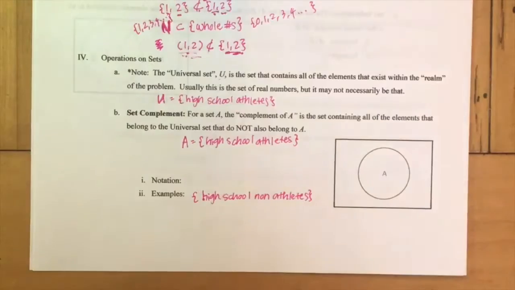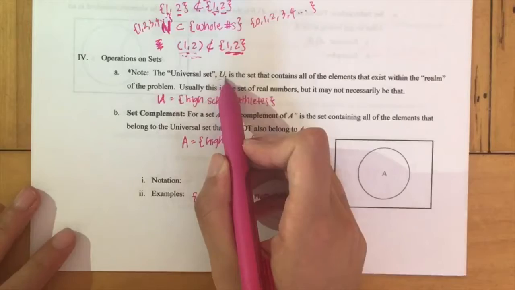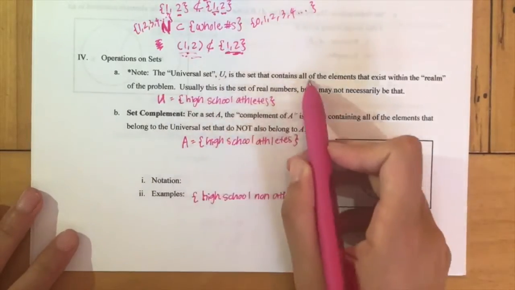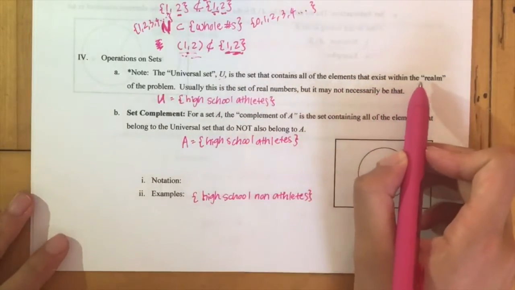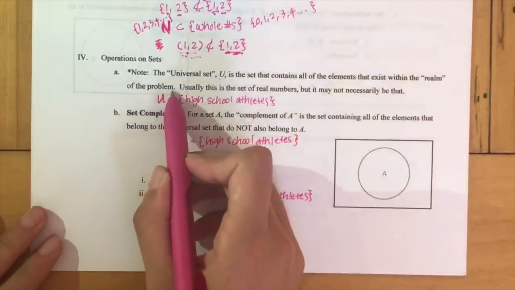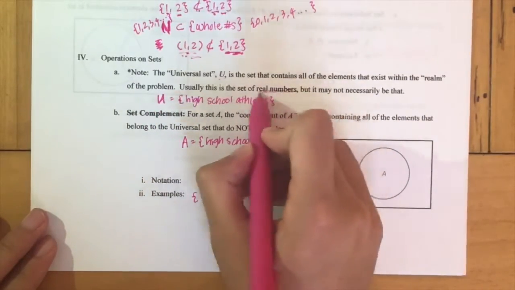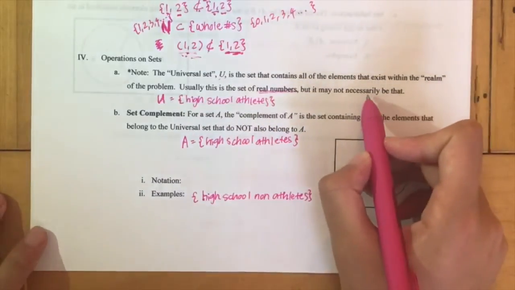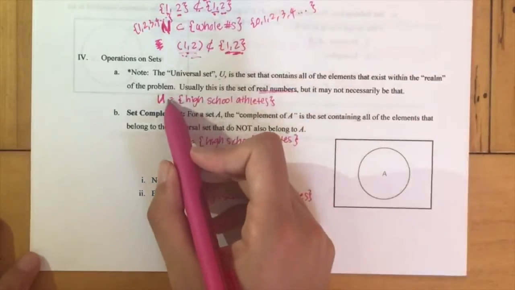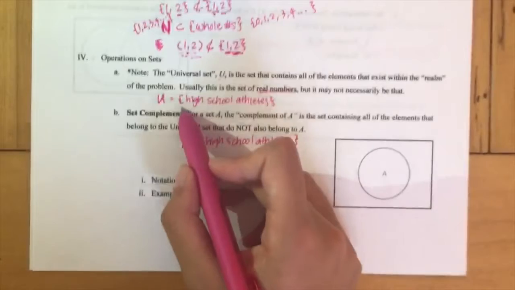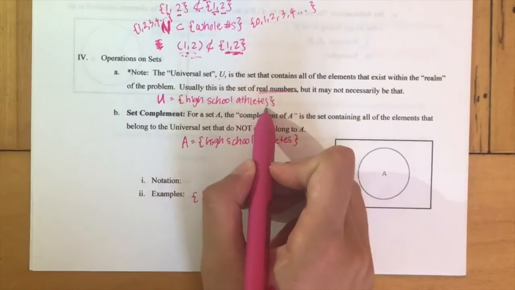Okay? So the universal set, denoted U, is the set that contains all the elements that exist within the realm of the problem. So usually it is the set of real numbers, which means it is like everything, but it is not necessarily that. So the universal set within the problem might just be restricted to high school athletes.